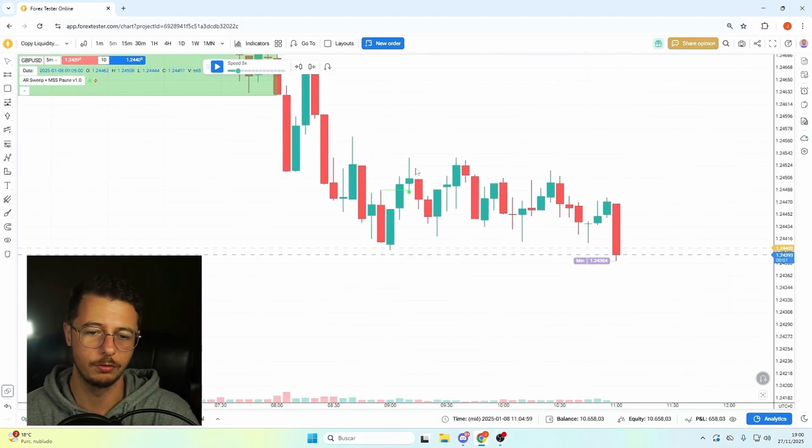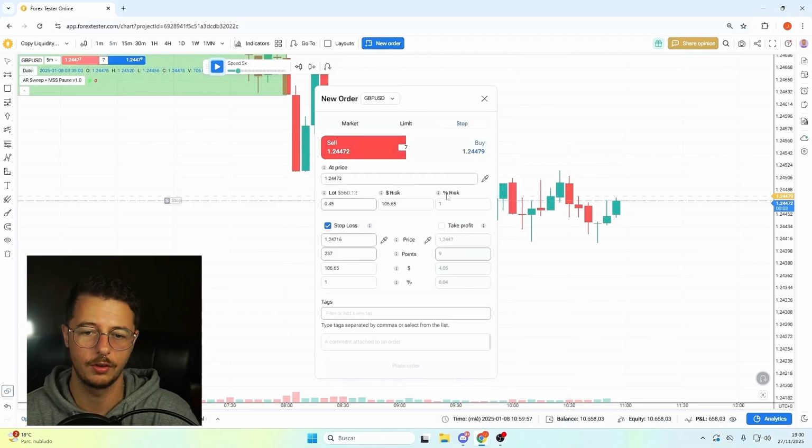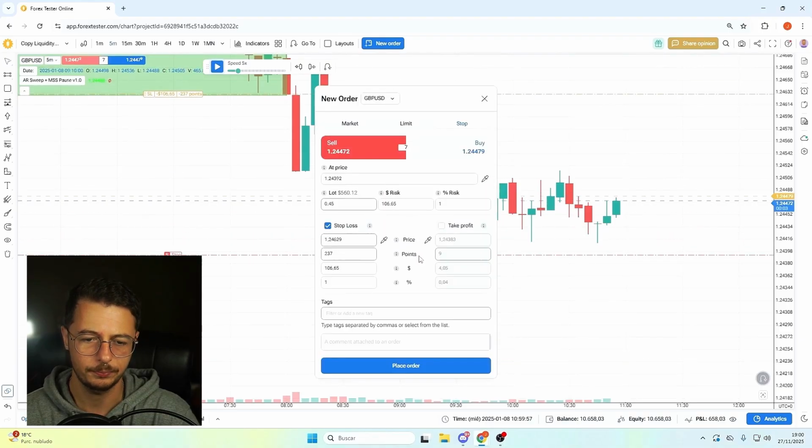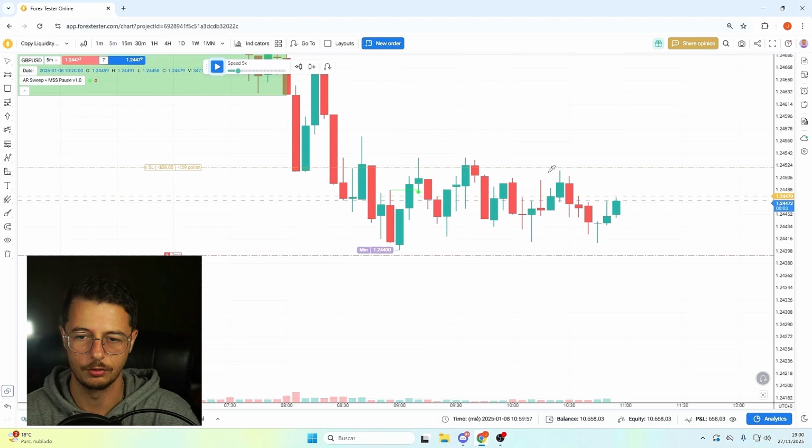Okay, so we've got the first market structure shift and the second one here. So now we'll be entering the short position. So basically, let's put our sell just below here, and the stop loss will be just above here.